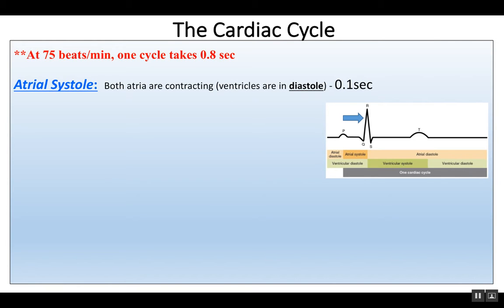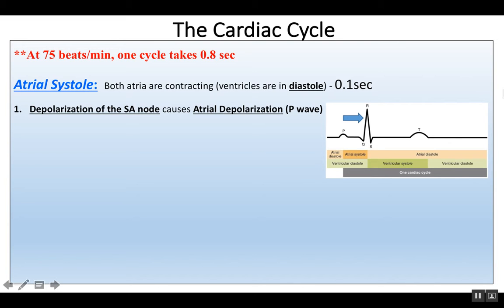So let's begin. We begin a cardiac cycle with the pacemaker, or the sinoatrial node. It will depolarize and then spread throughout the atria and cause atrial depolarization. That is represented by the P wave on the ECG. Following atrial depolarization, the muscle of the atria are going to contract. Therefore, this initiates atrial systole, or contraction of the atria.